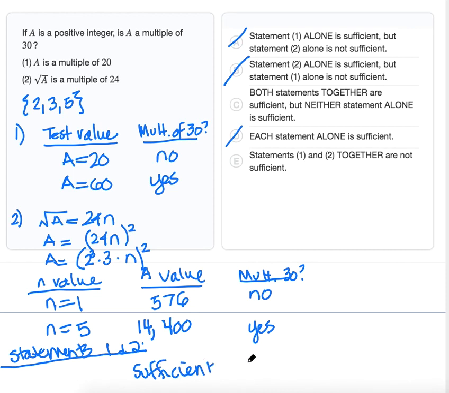So we're pretty happy about that, which means we can actually answer the question by taking the two statements together. So we can eliminate choice E, and the correct answer is choice C. Both statements together are sufficient, but neither statement alone is sufficient.